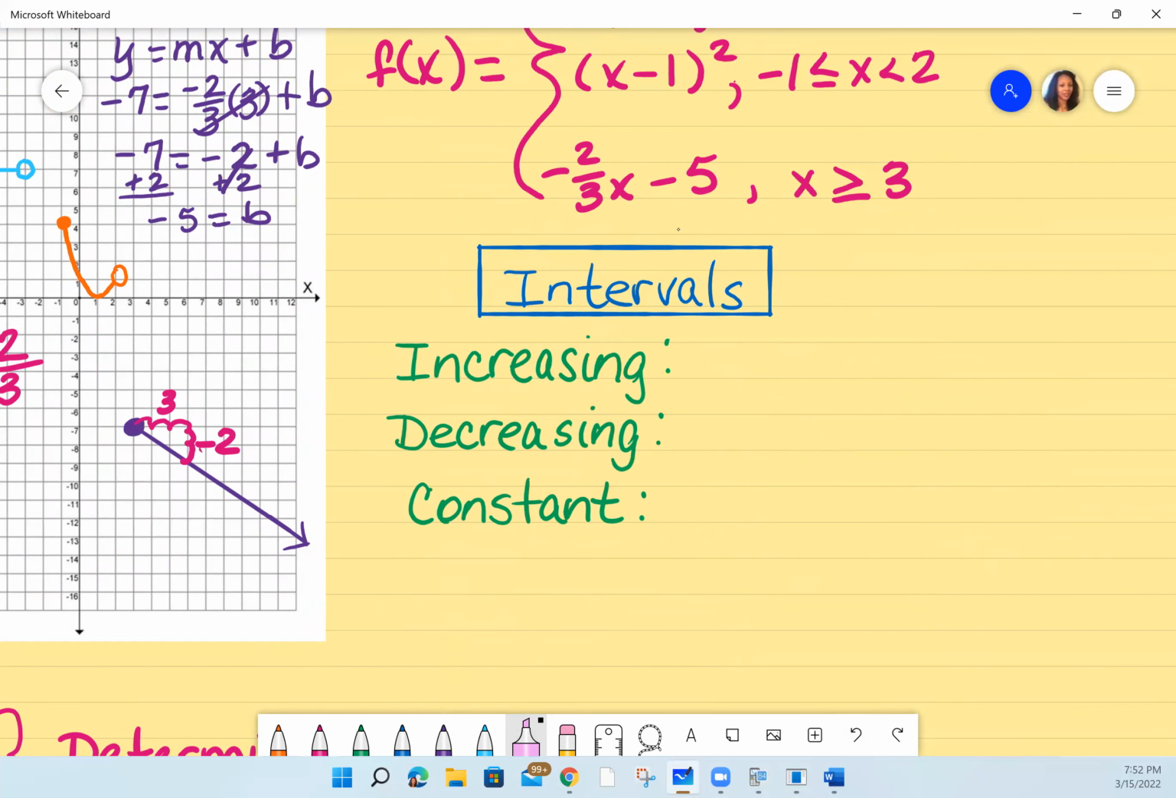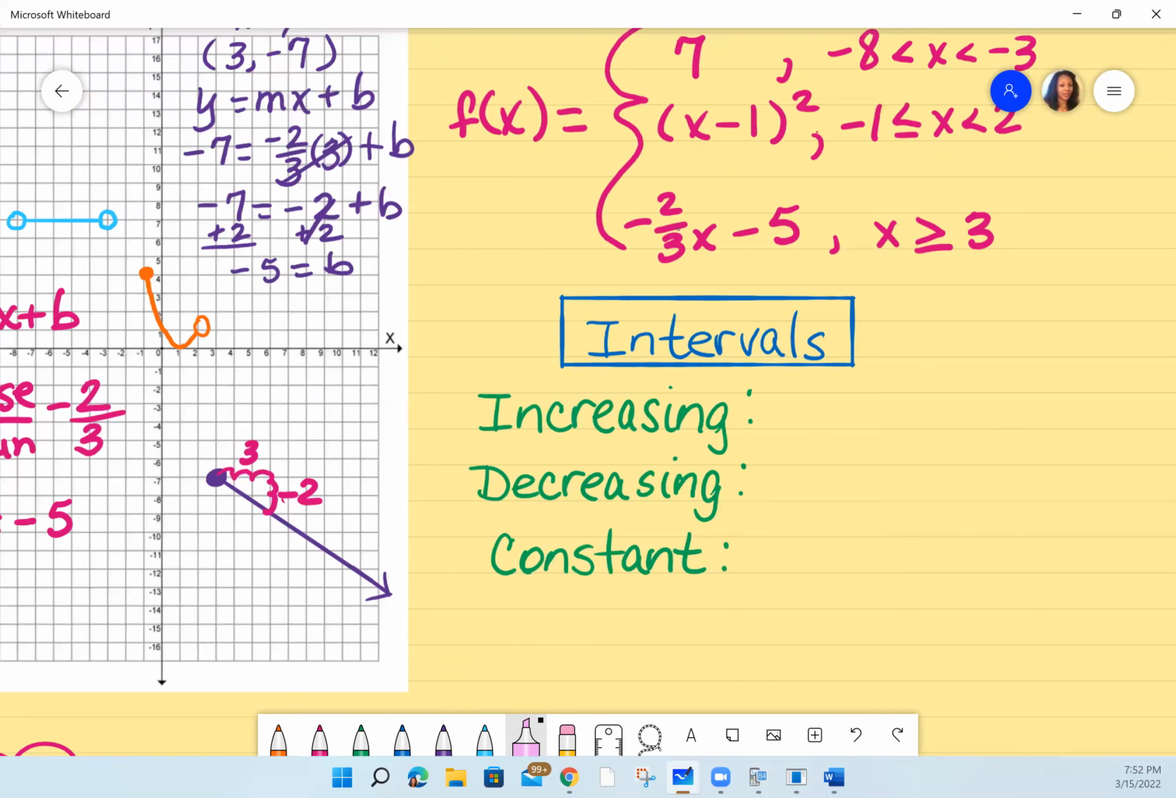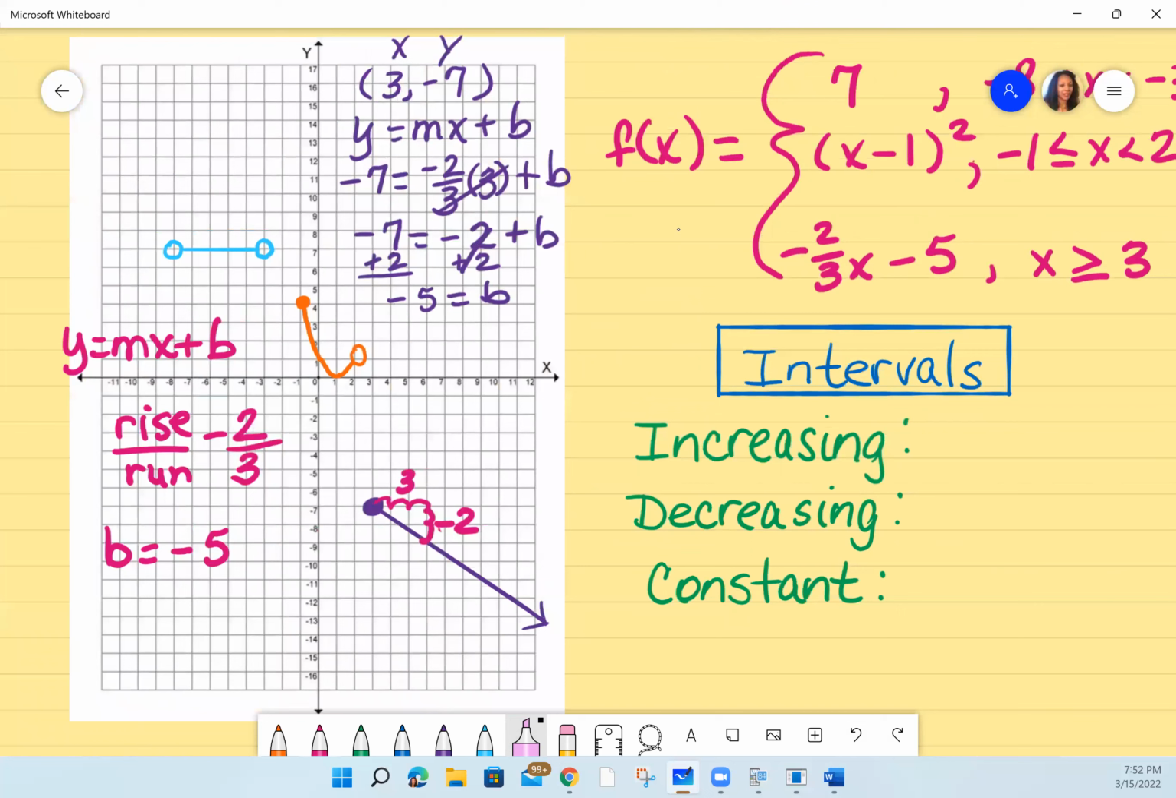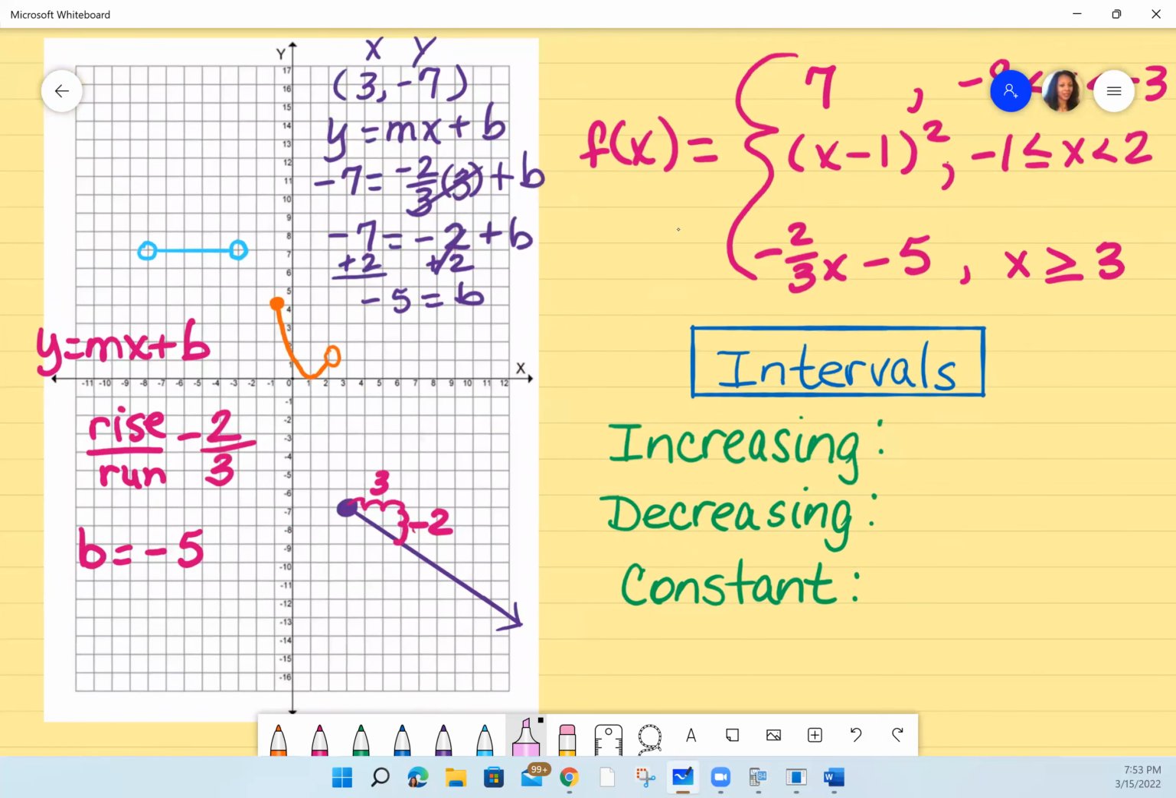All right, for the next one, using the same graphs, where are they increasing, decreasing, and constant? So your intervals are always your domains. They're your x values. The easiest way, I guess I can explain it without having a pen or pencil, is to use a ruler.